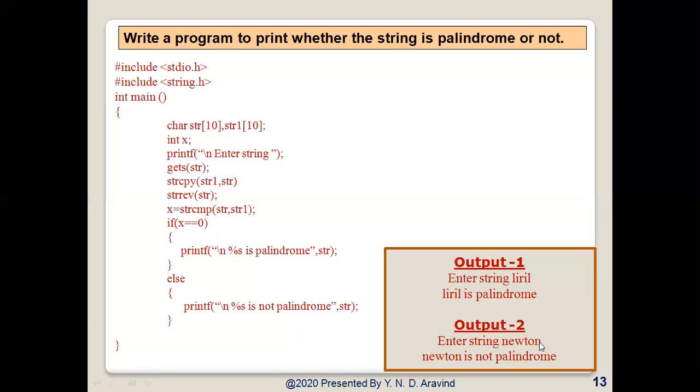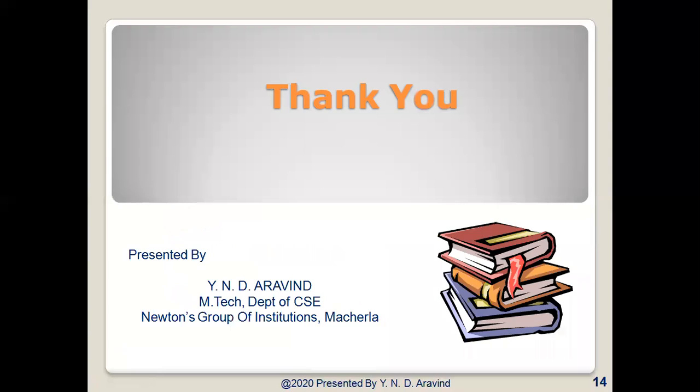For the same program, if I take Newton, N-E-W-T-O-N, here N is there, and after reversing N is there. Here E is there, but after reversing, the second letter of Newton and the second letter of the reversed Newton do not match. So it will display that it is not a palindrome. So this is the topic, and we are ending with the string functions.